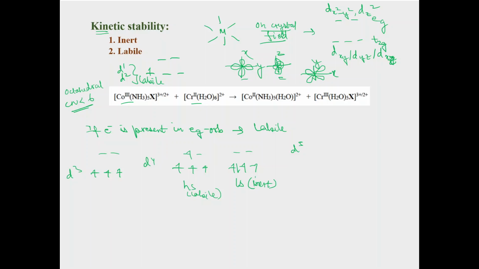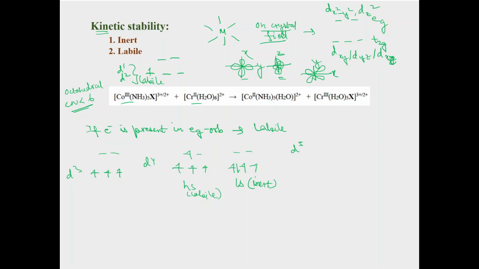Whereas if it is present in the T2G orbital, it is inert. But if we have only one or two electrons, then there is one completely empty space there also, so they are also considered labile. So the D1, D2 systems are labile in nature.